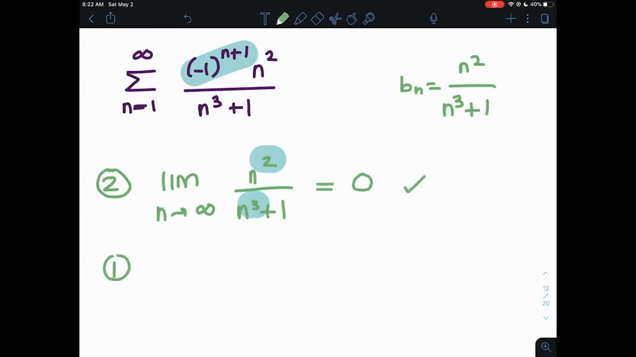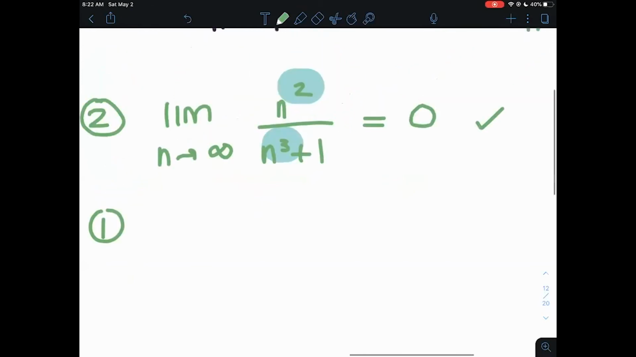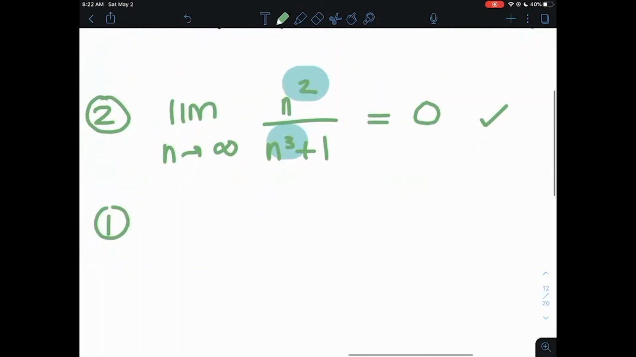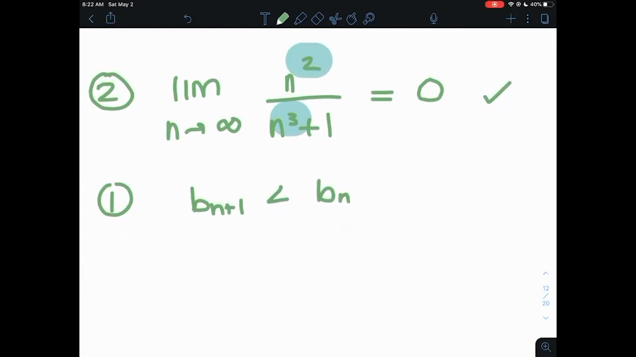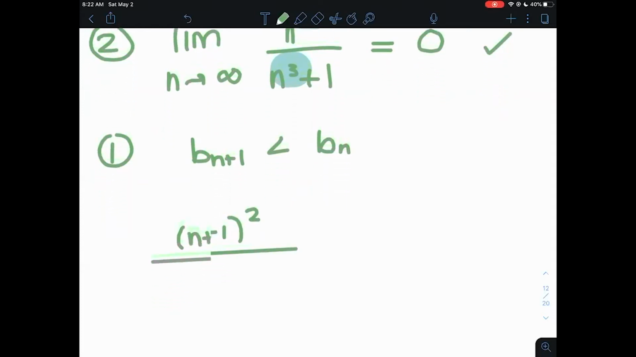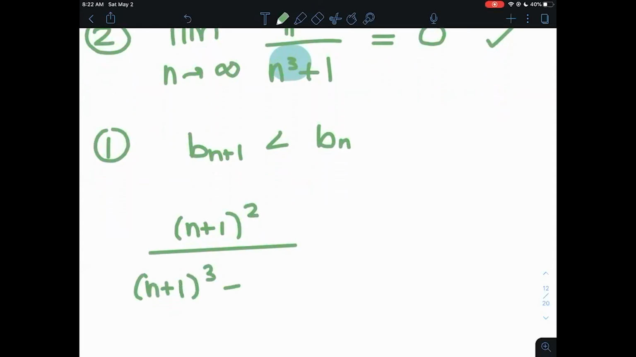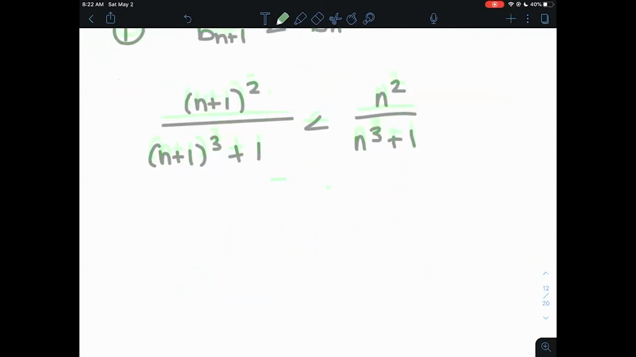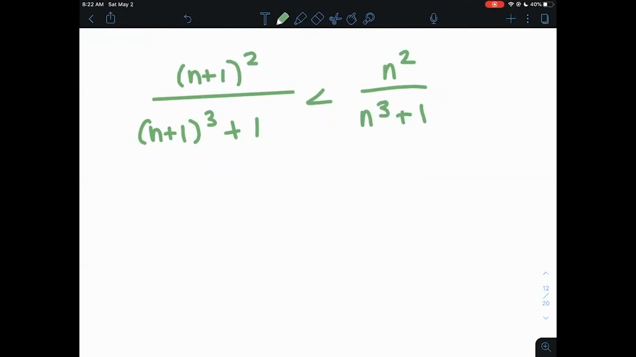First condition: there are two main ways to test if the terms of this function are decreasing. The first way is very algebraic. The second way is calculus based. The first thing we can do is just set up this inequality: b sub n plus 1 is less than b sub n. And b sub n plus 1 would be (n plus 1) squared over (n plus 1) cubed plus 1, and then we have b sub n, which is n squared over n cubed plus 1. We have to verify that that inequality holds, that it is actually a true statement.